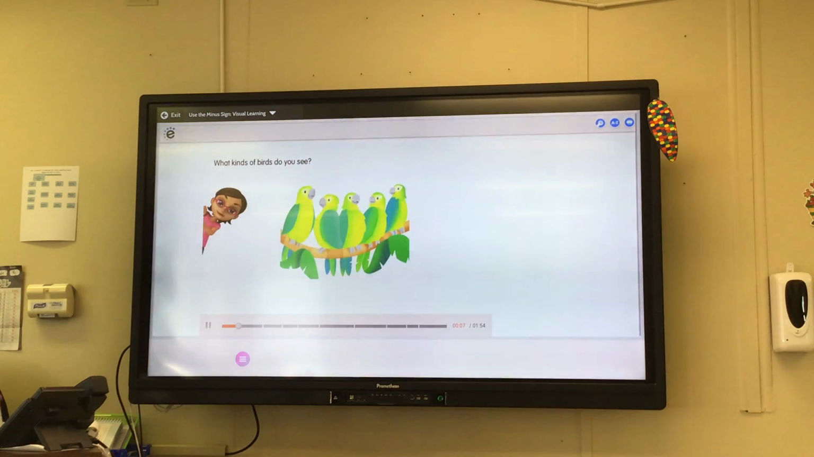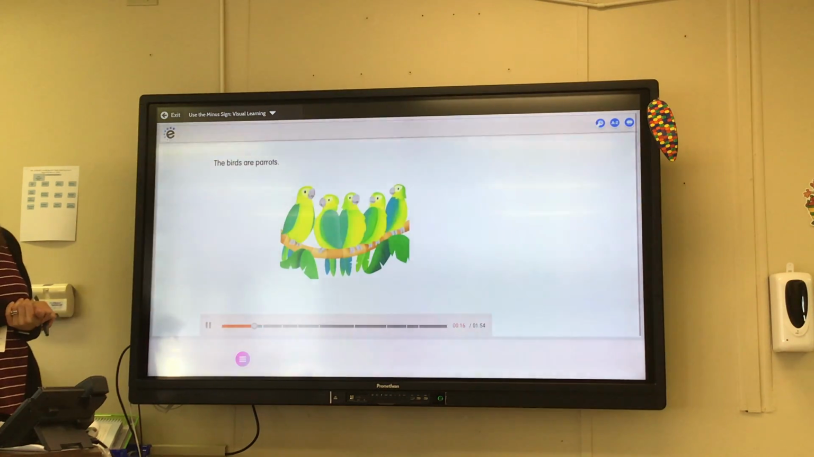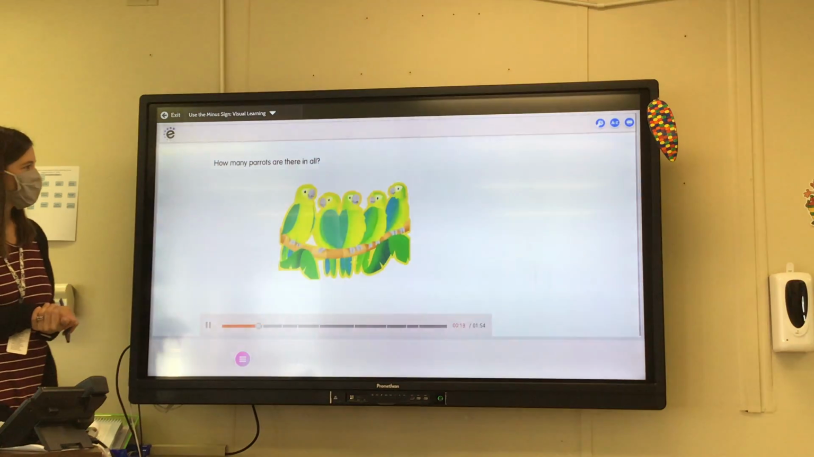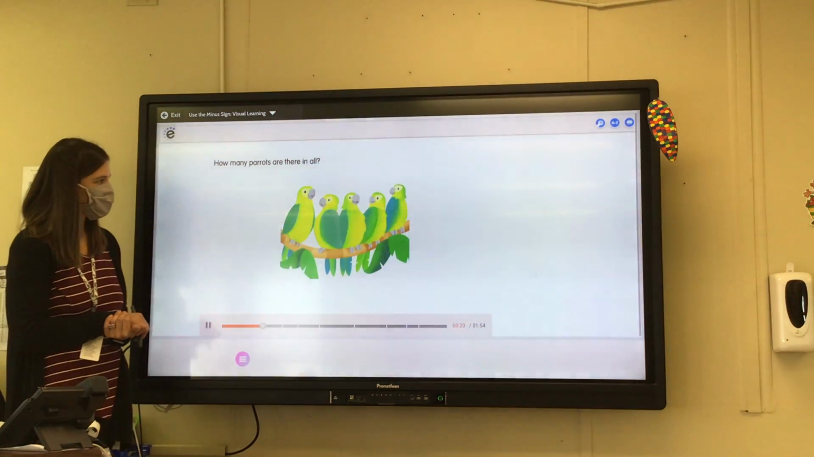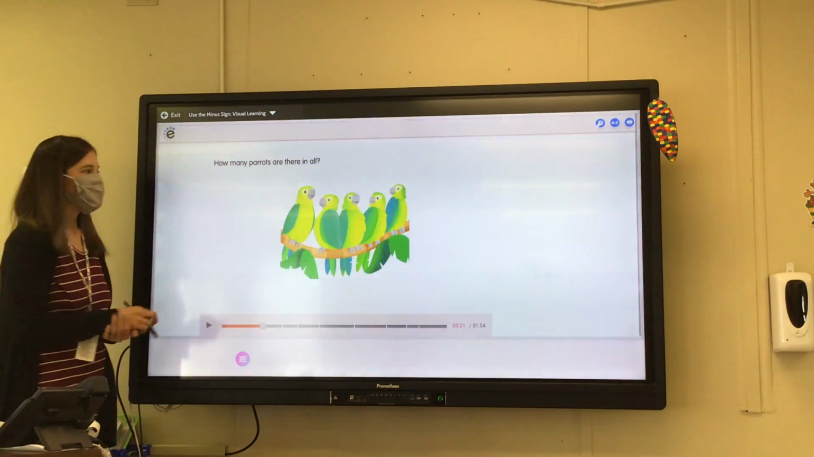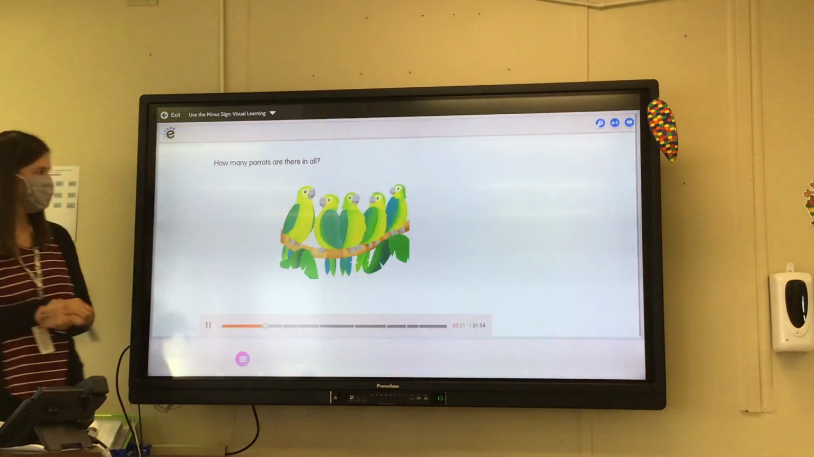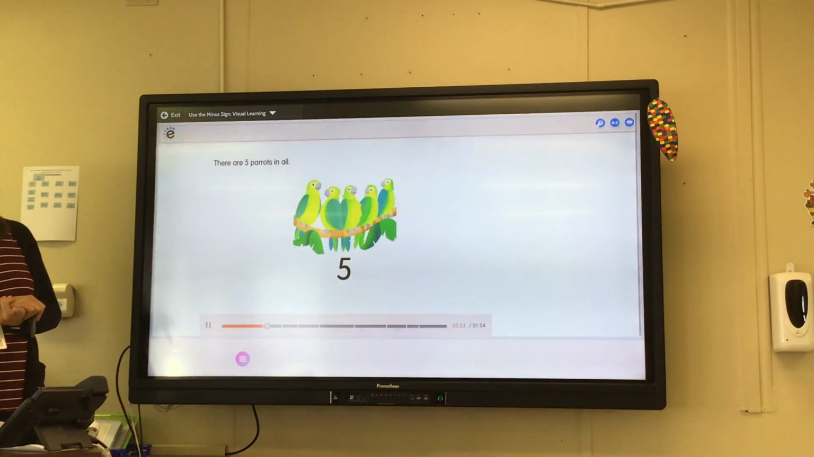What kinds of birds do you see? Look at the birds. The birds are parrots. How many parrots are there in all? There are five parrots in all.